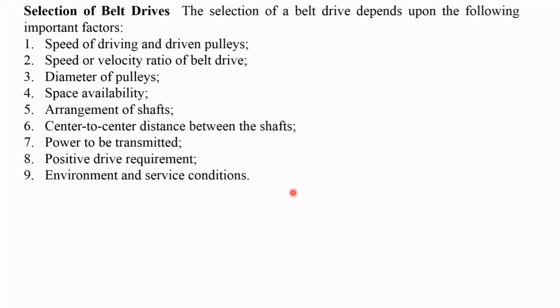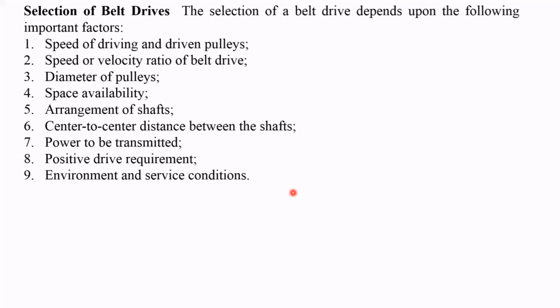And the arrangement of shafts. If the shafts are parallel, we can choose the open type and the cross type belt drives. If shafts are at right angles, we are choosing quarter turn type belt drives. And the center to center distance. If the center to center distance is less, we are choosing a V belt drive. If the distance is more, we are choosing belt drives. If the distance is very high, then we are choosing rope drives.